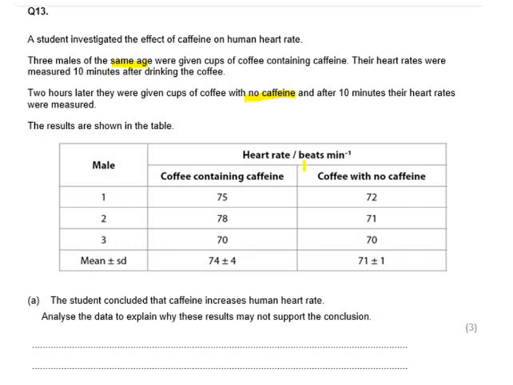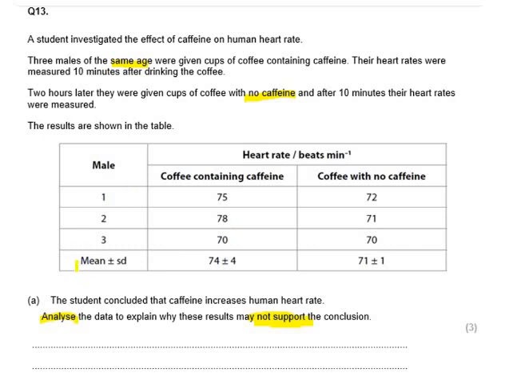So again, heart rate in beats per minute. Remember, we saw that already with the BMI, the -1. It means per minute. The student concluded that caffeine increases human heart rate, analyzed the data to explain why these results may not support the conclusion. So what is there to say that actually no, there is no effect of caffeine on heart rate? And the first thing we can do is just look at the data.